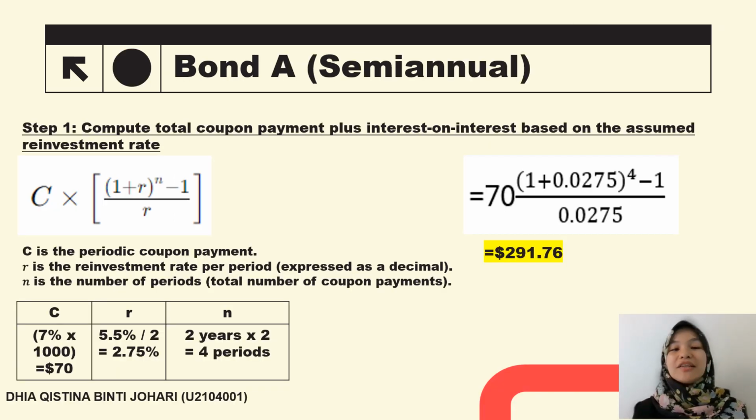To tackle the first question, I'll be starting the calculation with bond A semi-annual. The first step is to compute total coupon payment plus interest on interest based on the assumed reinvestment rate using the following formula. And this is semi-annual, so some of the data in the formula need to be divided and multiplied by 2. I jot down all of the data from the question statement, and the answer is $291.76.